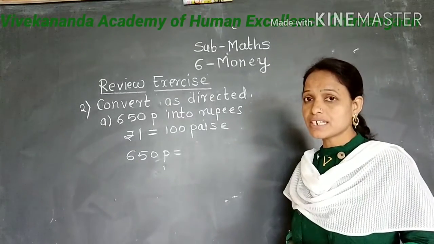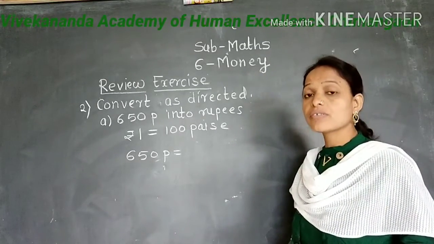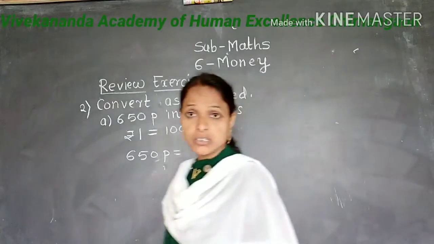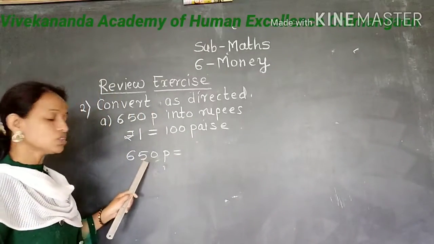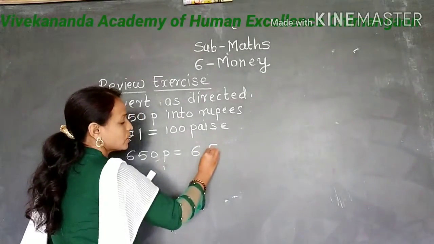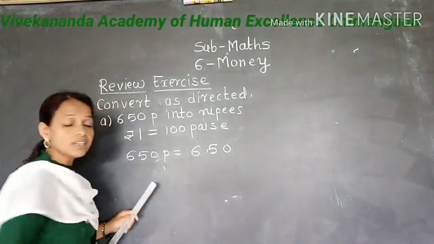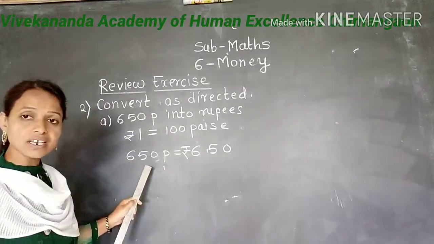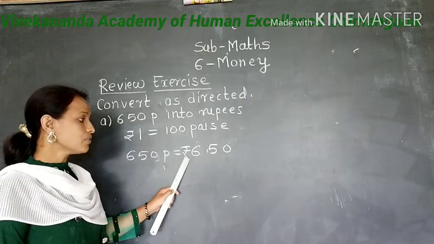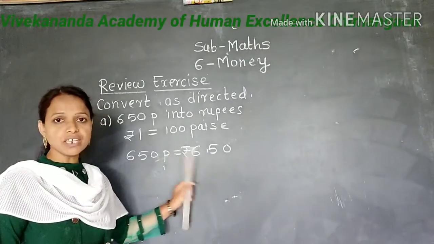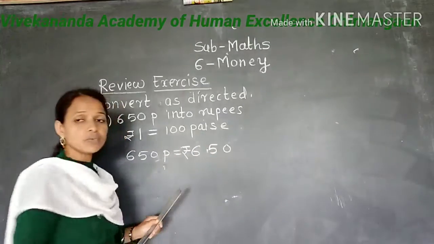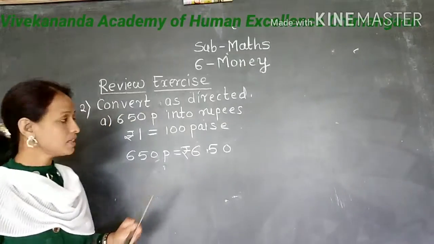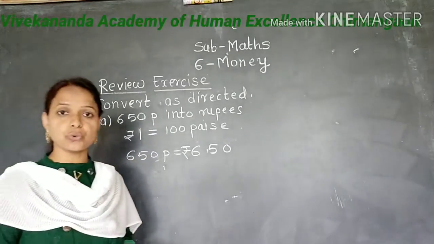To convert paise into rupees, put the dot from the right 2 digits. So here 2 digits from the right, 1, 2. So here put the dot from the right 2 places. In this way, here 650 paise is converted into 6 rupees 50 paise. Okay, we have to only put the dot from the right 2 places. In this way, we convert paise into rupees.